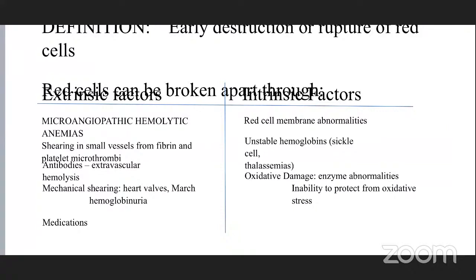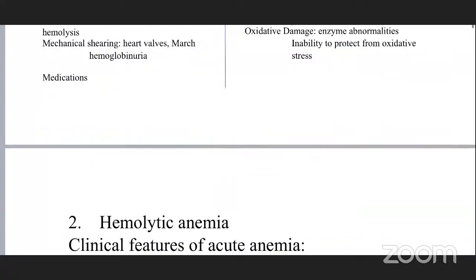And also we have mechanical causes, where there is also shearing, like heart valve or march hemoglobinuria. Also medication can cause extrinsic hemolysis. Then we will go quickly to intrinsic factors, which are like cell membrane abnormalities or unstable hemoglobin, as we mentioned in previous lectures, like sickle cell anemia and thalassemias. And also we have oxidative damage, enzyme abnormality, which is inability to cope with oxidative stress. We will understand these intrinsic and extrinsic factors in detail later in these lectures.